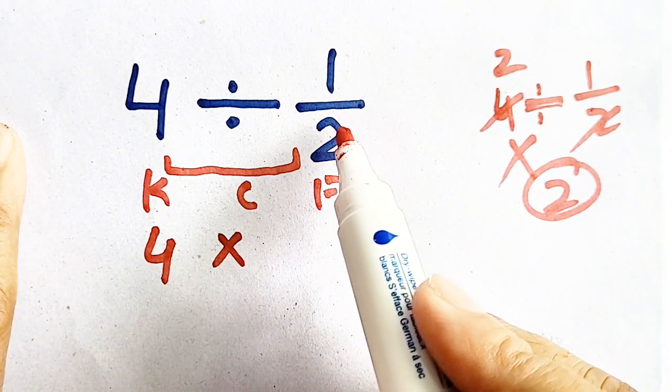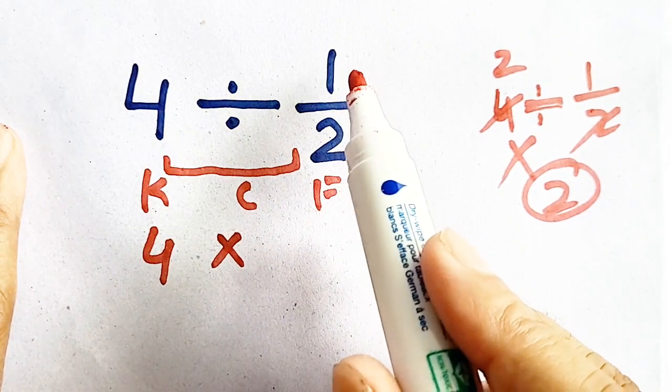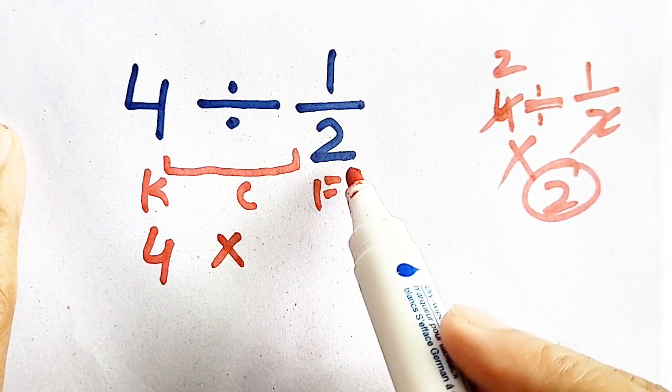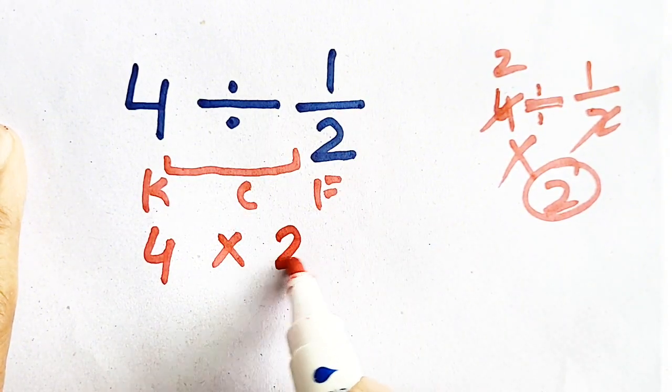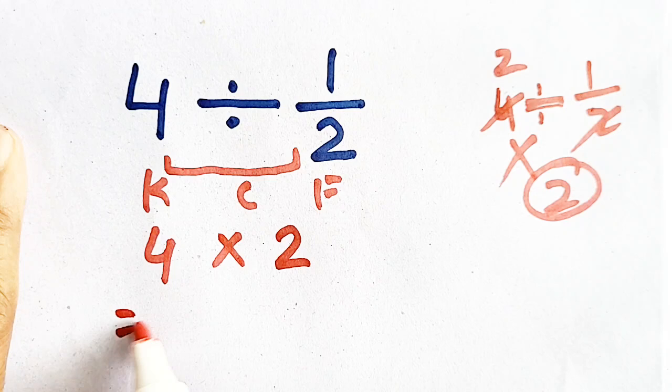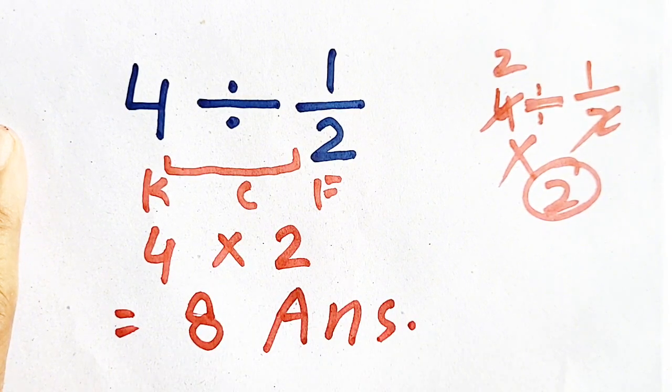And flip it. Flip means it will be inverted. We will take its reciprocal. So 1 by 2 will become 2 after flipping. So 4 and 2 are now multiplied and it will become 8, which will be our answer.